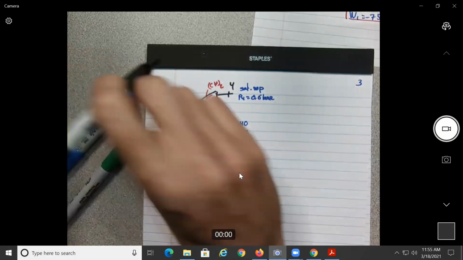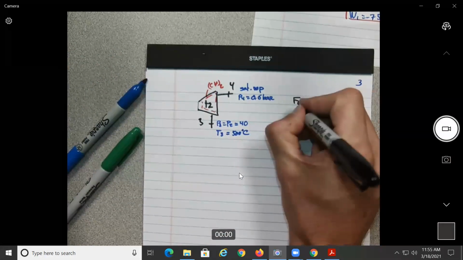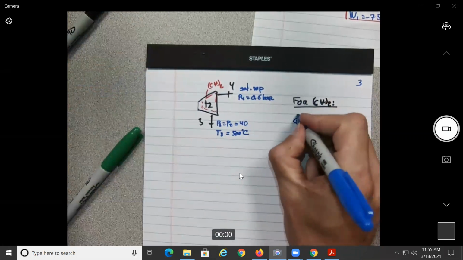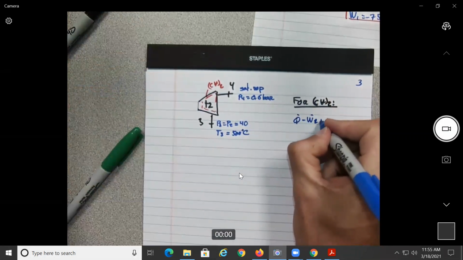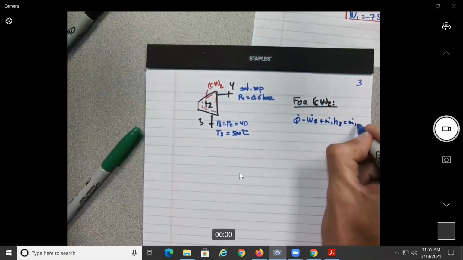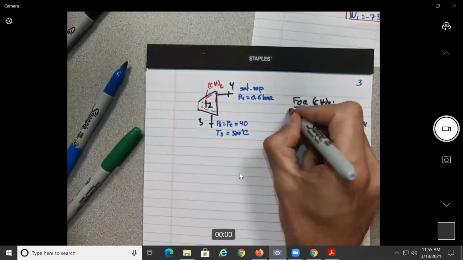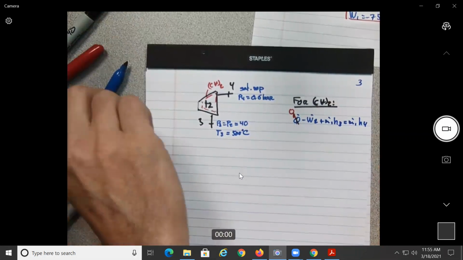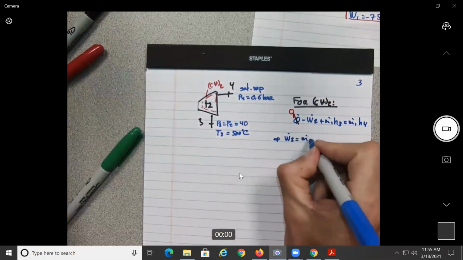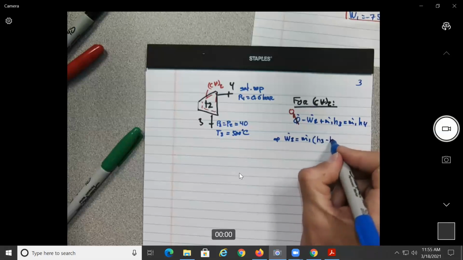So we follow the same reasoning. We say for control volume 2, we're gonna have Q dot minus power 2 plus M dot 1 H3 equal to M dot 1 H4. We know it is adiabatic, so this is 0, there is no heat transfer. So as before, power of 2 will be equal to M dot 1 of H3 minus H4.